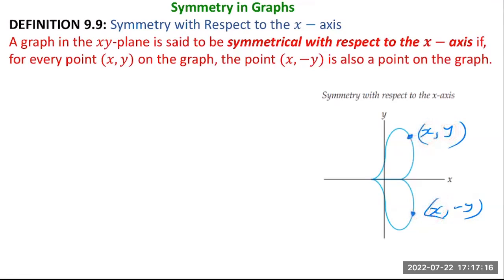In other words, the graph is symmetric about the x-axis if the upper part is the mirror image of the lower part with respect to the x-axis. If you view the x-axis as a mirror, this part should be the mirror image of the lower part. If that is the case, we say that the graph is symmetric with respect to the x-axis.